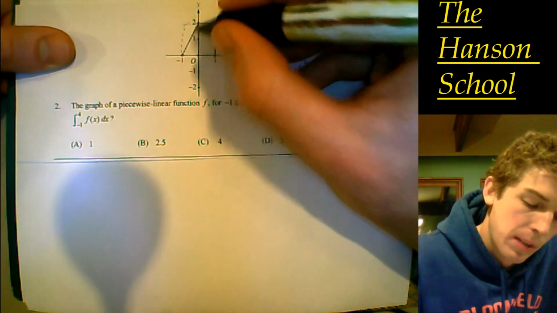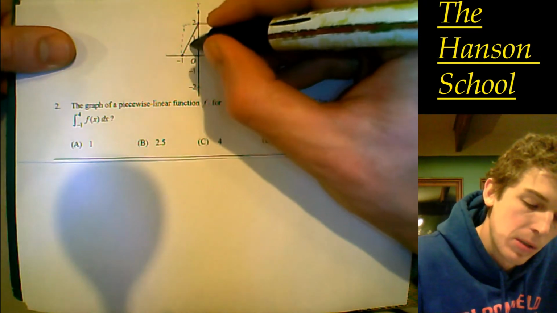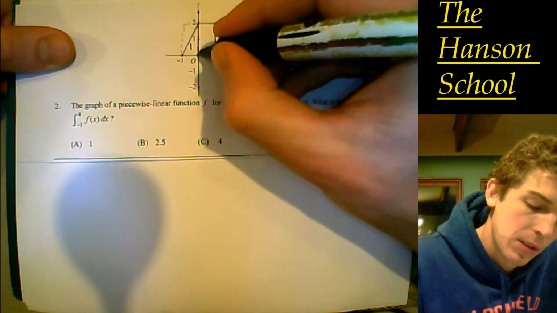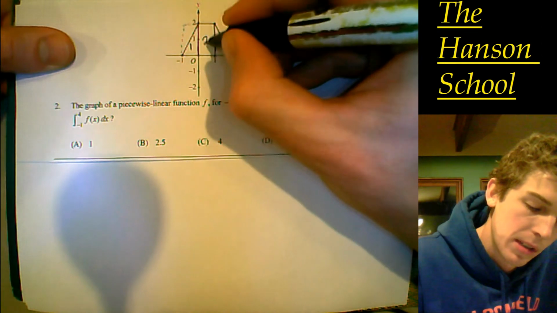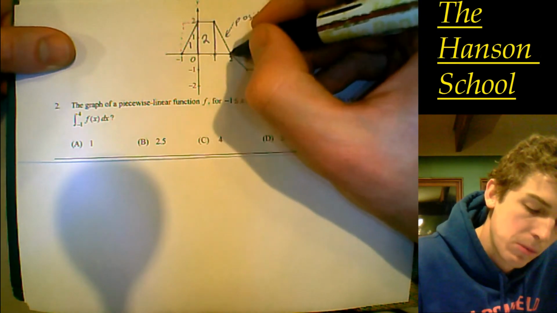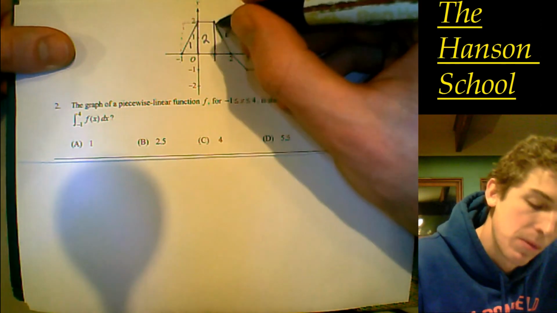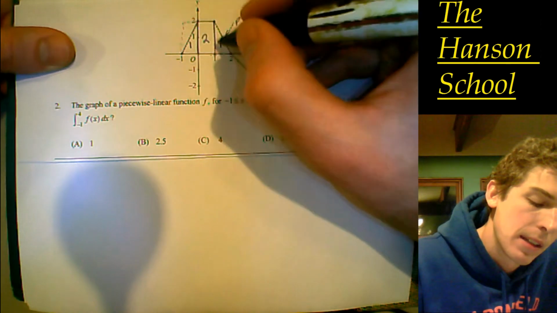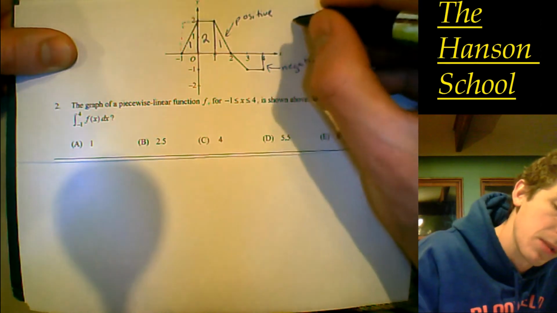So that's 1 times 2. That's 2 divided by 2. This has an area of 1. Alright, then let's calculate the area of this rectangle. That's a width of 1, height of 2. This has an area of 2. Then let's do this triangle. 1 times 2, that's 2 divided by 2. Okay, that's 1. So the area of this top thing is 4. The area of the whole top thing is 4.